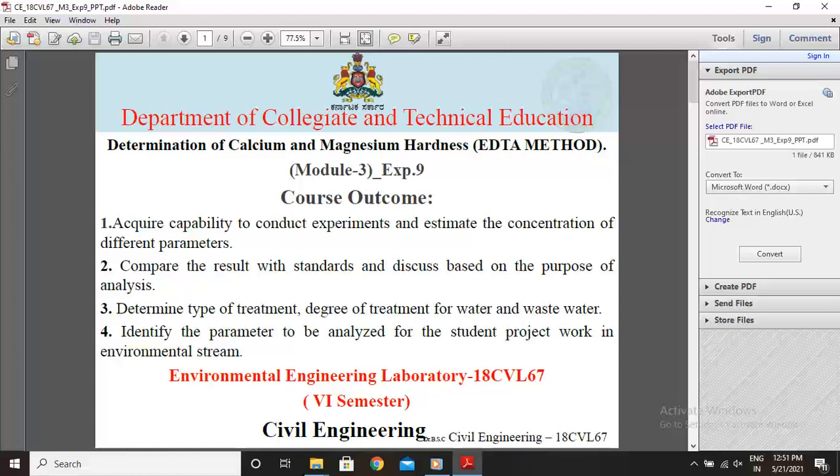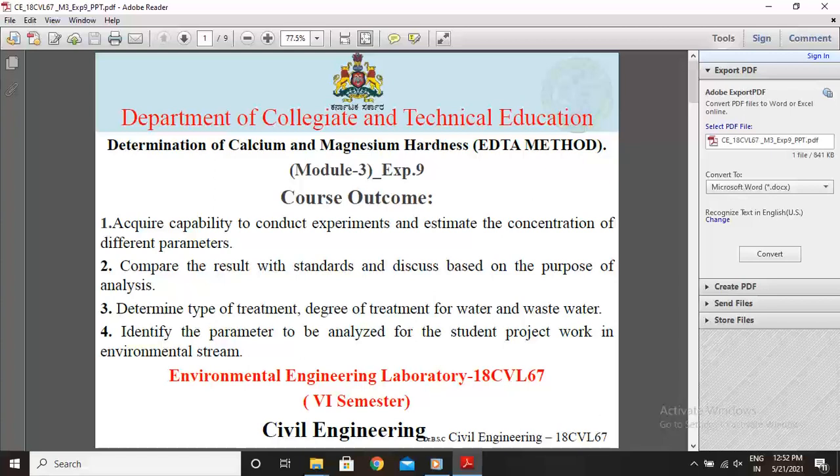Very good morning. Today I want to start experiment number 9. The title of the experiment is determination of calcium and magnesium hardness of the given water sample by EDTA method. Today's title of the experiment and the subject course outcomes are prepared here.